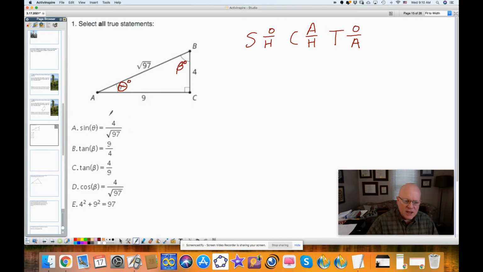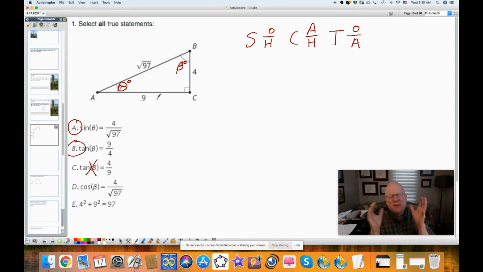So if we look at the sine of this angle, my reference angle, sine is the opposite over the hypotenuse. That would be 4 over the square root of 97. This is true. From angle beta, the tangent is the opposite over the adjacent. That would be 9 over 4. This would be true. It is not 4 over 9. That would be the tangent of theta, not beta.